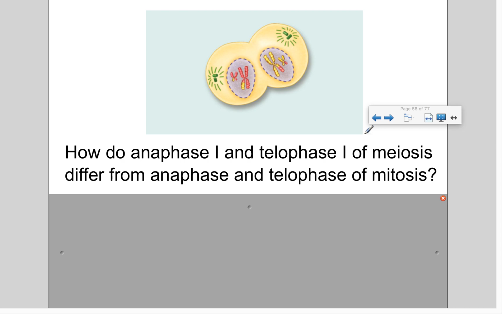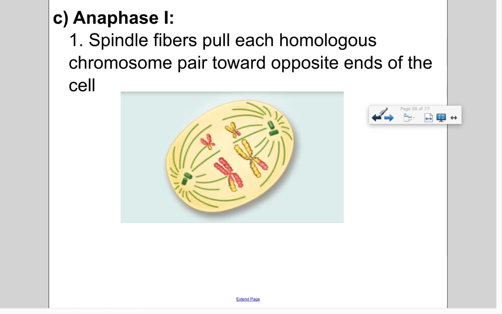How do anaphase 1 and telophase 1 of meiosis differ from anaphase and telophase of mitosis? Let's just look at anaphase 1 first. Here's anaphase 1 of meiosis, and you can see that we had homologous chromosomes and now they're being pulled apart. They're still chromosomes. If you remember when we did our gummy lab, when we pulled them apart, they looked something like this. They weren't full chromosomes, they were chromatids. So that's a difference right there. In mitosis, the chromosome gets pulled apart into sister chromatids. And here, the homologous chromosomes just get pulled apart to form chromosomes.